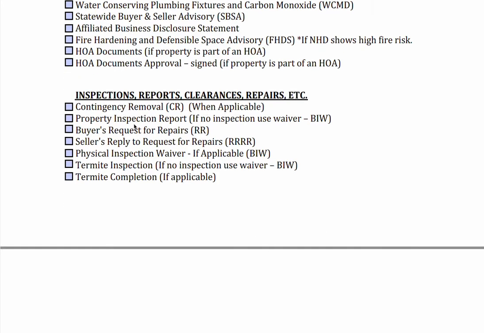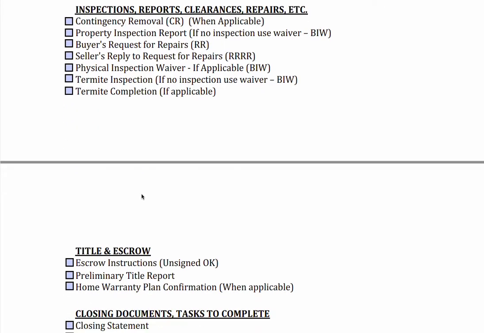Inspection report clearances. We ask for a contingency removal, copy of that if it was used in the transaction. We ask for a property inspection report, and if no inspection is done, a waiver, buyer inspection waiver, form BIW. If there's a request for repairs, we want to see that paperwork in there. Again, inspection waivers if there's no property or termite inspection. If there is a termite inspection, we want a copy of it, and if there is termite work done, we want a copy of the completion.